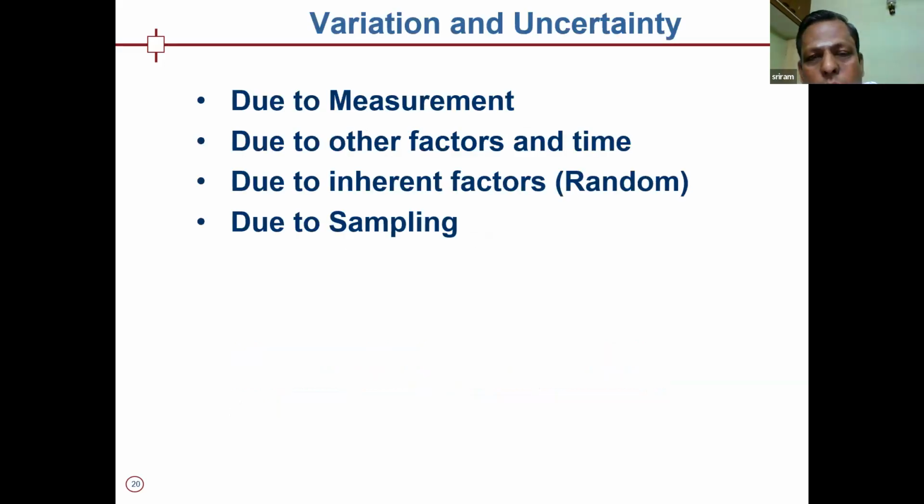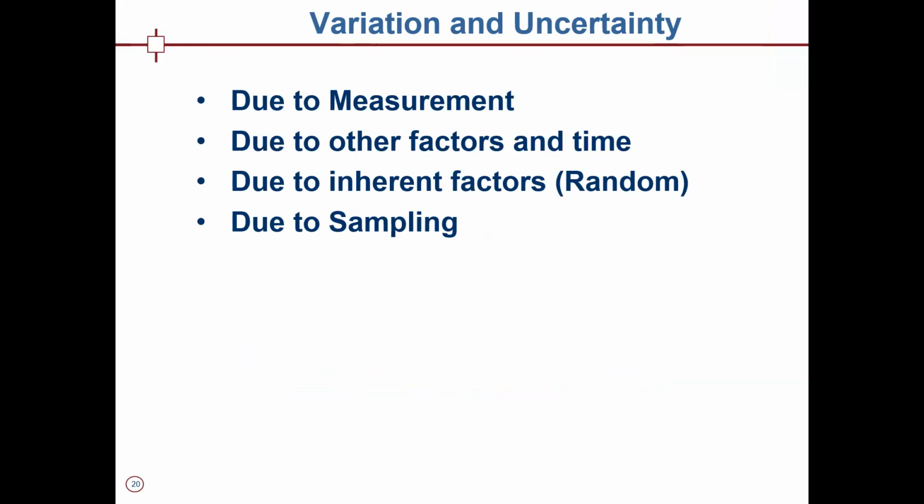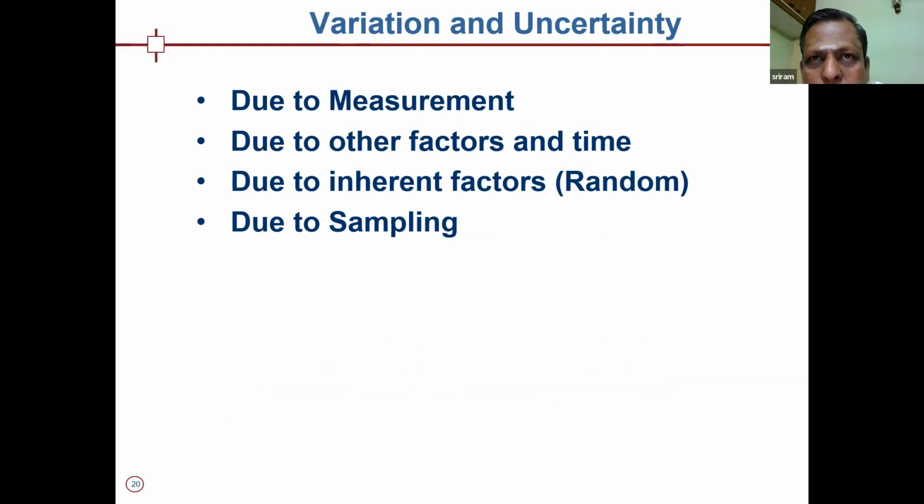Now, what causes the variation in clinical research? One is due to measurement. What is due to measurement? Anybody? How does measurement cause variation? Different types of measurements, probably using different apparatus. In a laboratory, if the calibration is not done, or people are not trained properly, or people are in different shifts, that causes the variation.